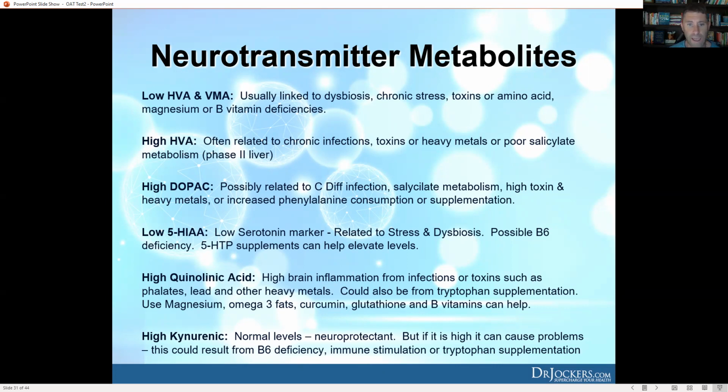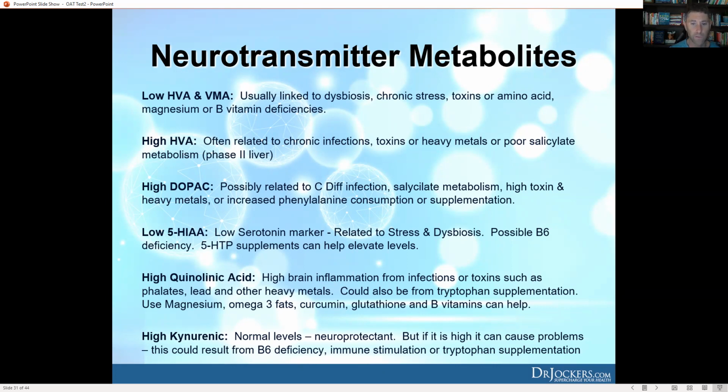we may be supplementing with phenylalanine or tyrosine. Low 5-HIAA, that's a low serotonin marker, just like we talked about, related to stress and dysbiosis. Could be B6 deficiency. Taking supplements with 5-HTP oftentimes helps that person a lot. So I've seen that in many cases.